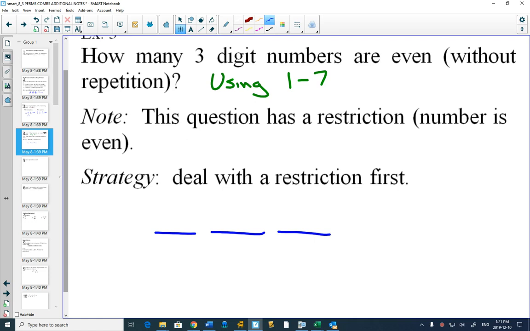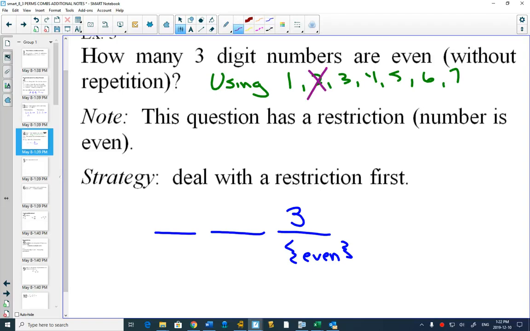Still have 3 decisions to make, but I have a restriction that this last digit has to be even. So underneath it, because there's a restriction, I'll just write a little explanation. Using the numbers 1 to 7, probably even easier if I write them out. How many are even? The 2, the 4, and the 6. So I would have 3 choices for my last digit. Now I don't know which number I picked. I could have picked either the 2, the 4, or the 6.